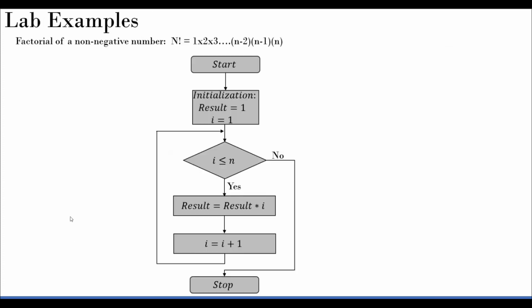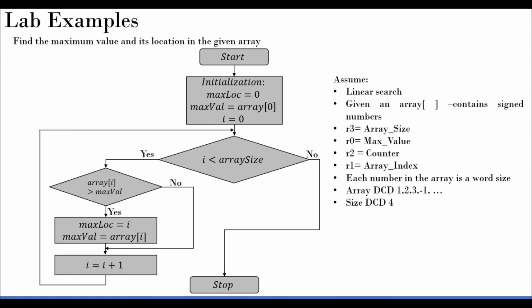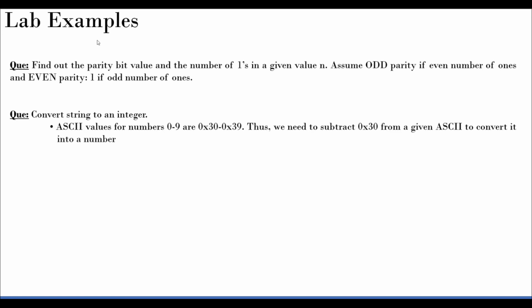Some lab examples which you will be doing, I will not be explaining. One is factorial of n. You will have an assembly language program which will take any value of n and find its factorial. Then there is maximum value and its location in a given array, which is very similar to what I explained to you in the previous slide. And there are some other examples where you find the parity of a bit, or a parity bit value based on these conditions.